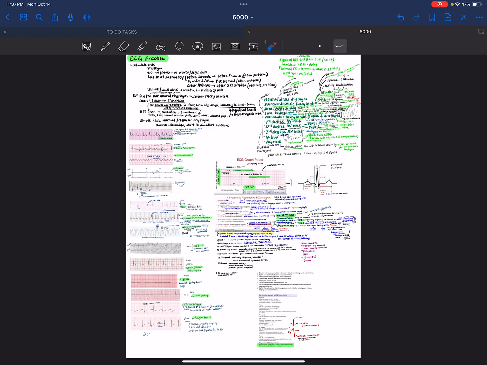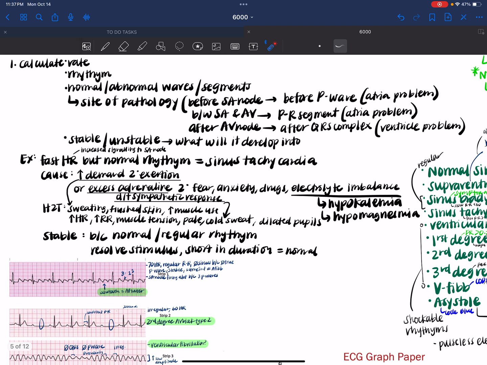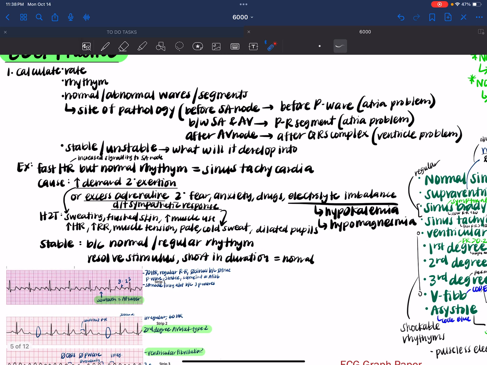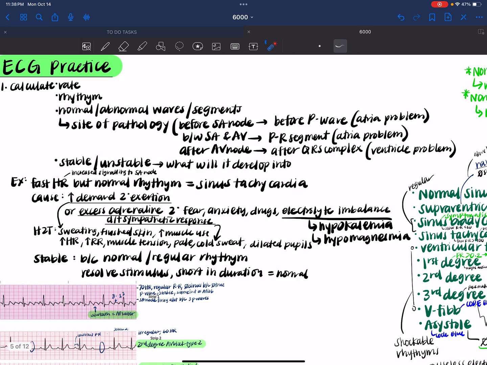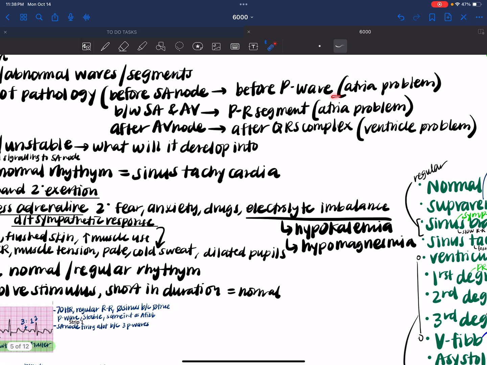Now let's do some ECG related stuff. Make sure you know if it's stable or unstable. Normal, regular rhythm, resolved stimulus, short in duration, electrolyte imbalance, hypokalemia, hypomagnesemia. If it's before the SA node, it is an atrial problem. Between the SA and AV, it's an atrial problem. After the AV, after the QRS complex, it is a ventricle problem.